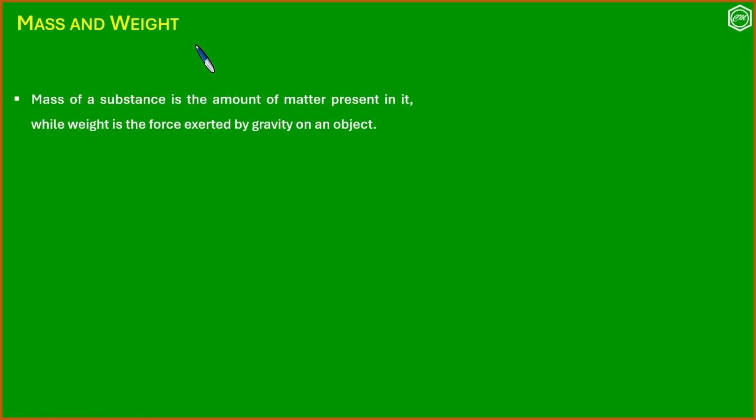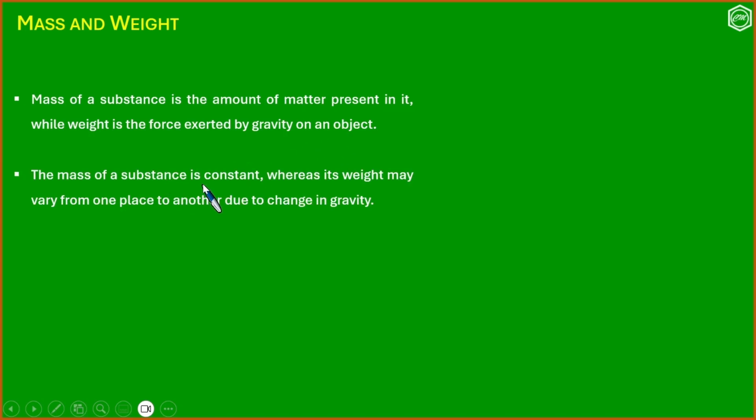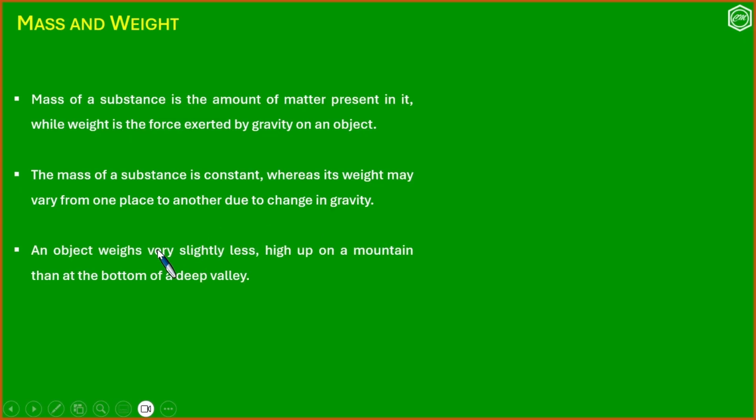Mass and weight are two terms we very often use interchangeably, but these are not the same. Let us try to understand the difference between mass and weight. Mass of a substance is the amount of matter present in it, while weight is the force exerted by gravity on an object. The mass of a substance is constant, whereas its weight may vary from one place to another due to change in gravity. An object weighs slightly less high upon a mountain than at the bottom of a deep valley.